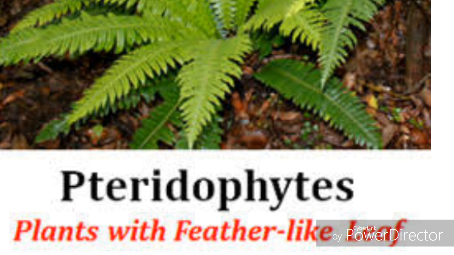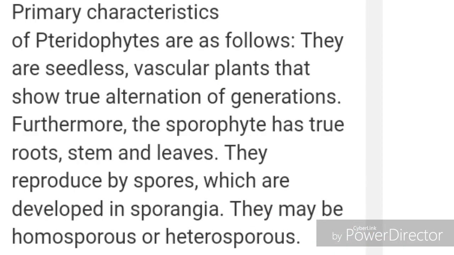Now, let us learn about pteridophytes, plants with feather-like leaves. Pteridophytes are seedless vascular plants that show true alternation of generations. Alternation of generations means sexual phase of life cycle alternates with asexual phase of life cycle. The sporophyte plant body in pteridophytes consists of true root, stem and leaves. Asexual reproduction is carried out with the help of spores which are developed in sporangia.